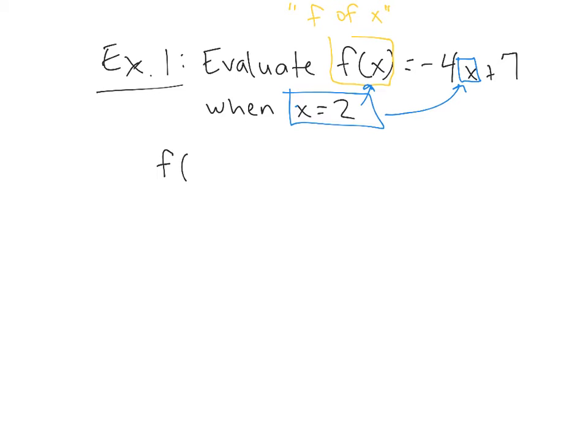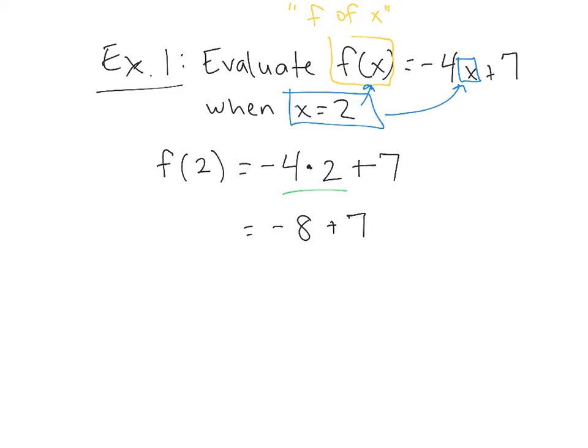So f of 2 is equal to negative 4 times x. Remember, if you ever have a number and an x right next to each other, there's an invisible multiplication dot in between. So negative 4 times 2 plus 7. And then we're going to be able to work out the right-hand side doing PEMDAS. So parentheses, then exponents, then multiplication and division, then addition and subtraction. So we're going to start with our multiplication step, which is right here. Negative 4 multiplied by 2 makes a negative 8.